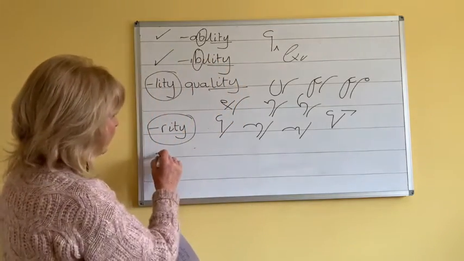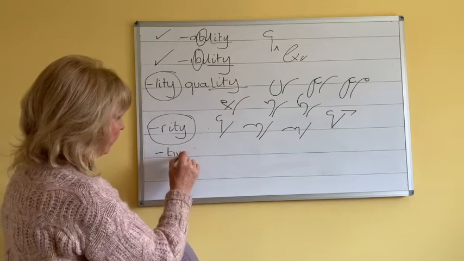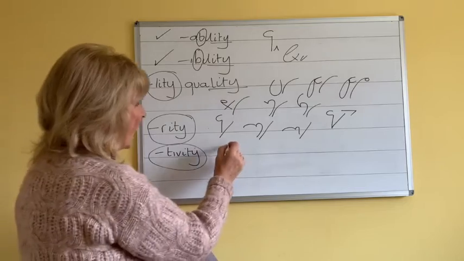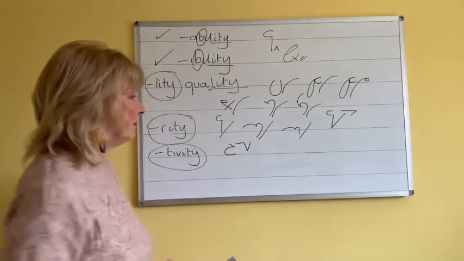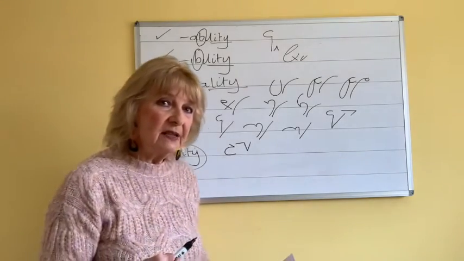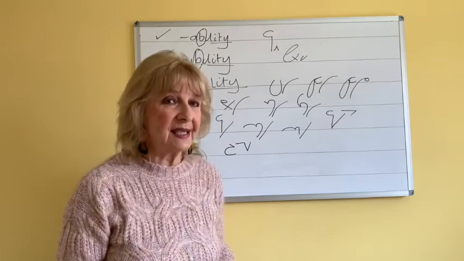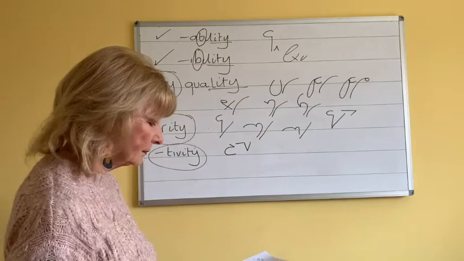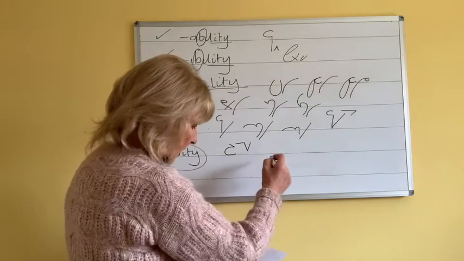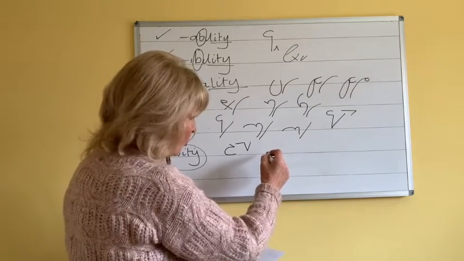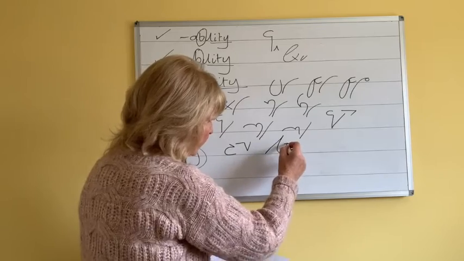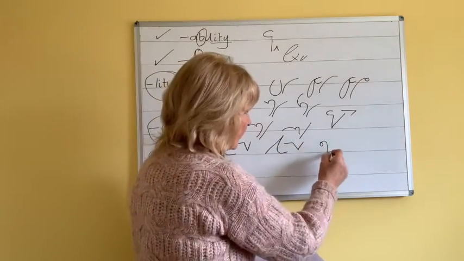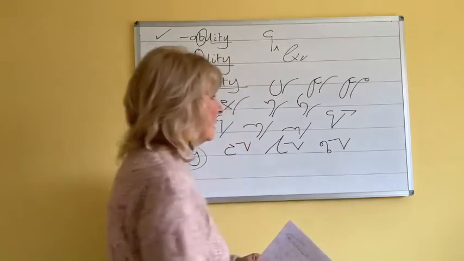Next one is words that end in tivity. That's new for today. So, activity. Disjoining the TV and putting it on the T line makes it say tivity, activity. So, relativity would be relativity. And sensitivity, and so on.